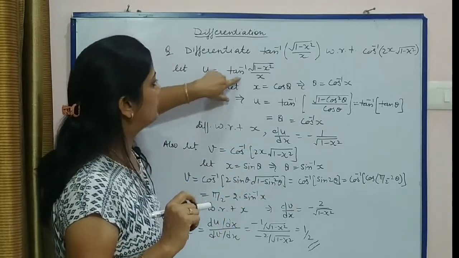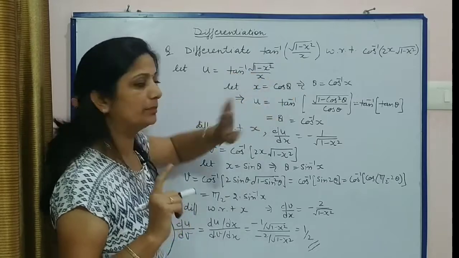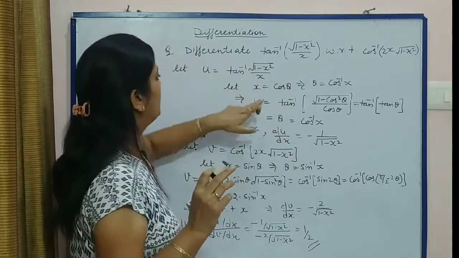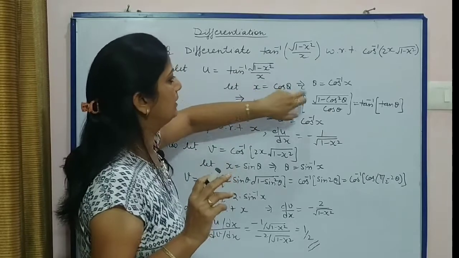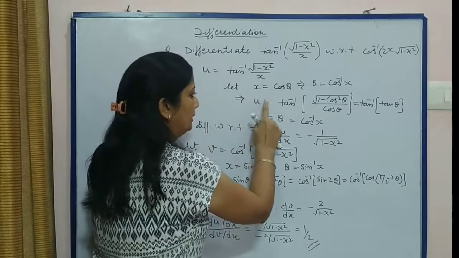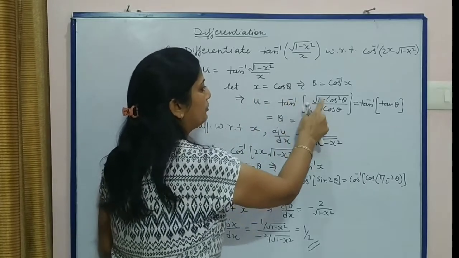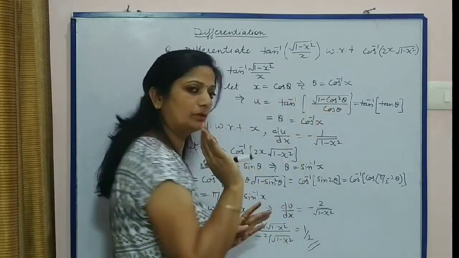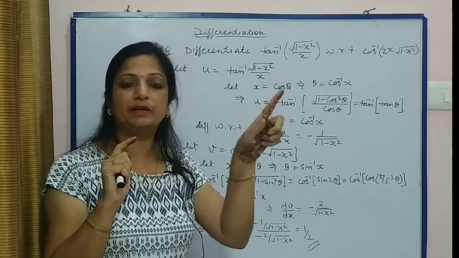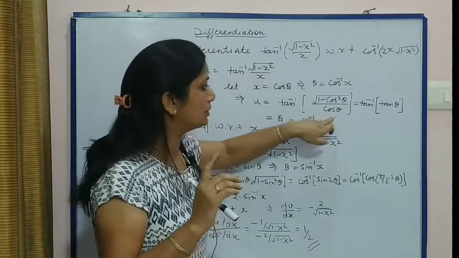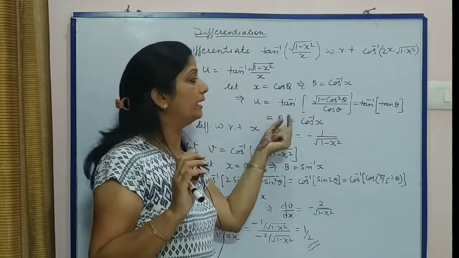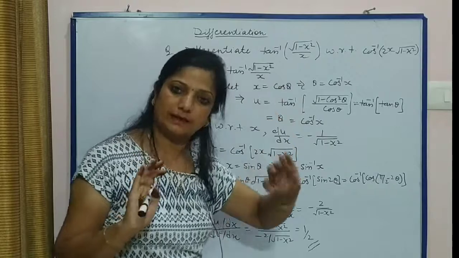How? u = tan⁻¹(√(1-x²)/x). Firstly, we simplify this inverse function. Let x = cos θ, or θ = cos⁻¹x. Then u = tan⁻¹(√(1-cos²θ)/cosθ), and 1-cos²θ is sin²θ. The square root of that is sin θ. Sin upon cos is tan. The tan inverse cancels out, so we have only θ. And what is θ? θ is cos⁻¹x.